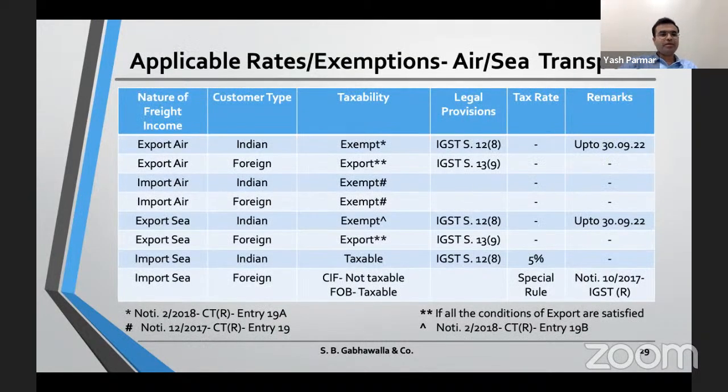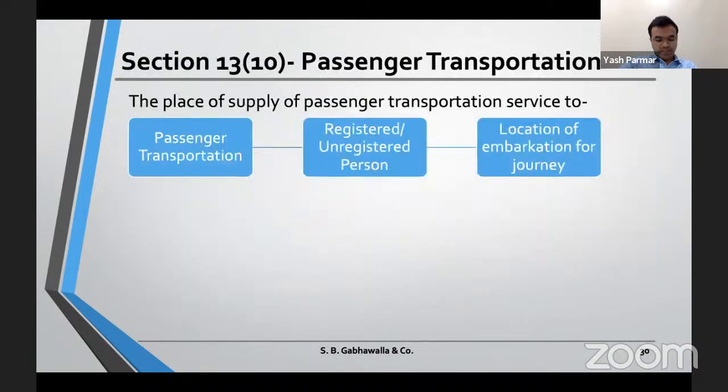Now, with this background, we'll go to the next subsection, which is subsection 10, and it deals with place of supply for passenger transportation services. And it says that the place of supply in respect of passenger transportation services shall be the place where the passenger embarks on the conveyance for a continuous journey.